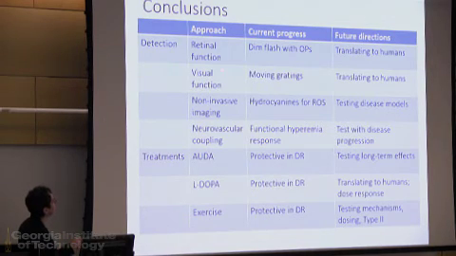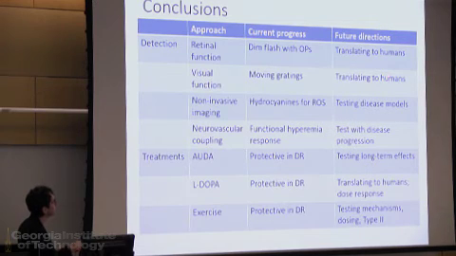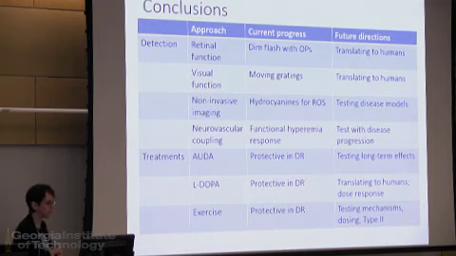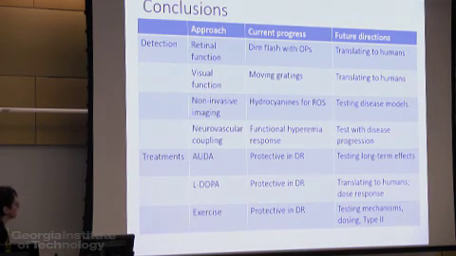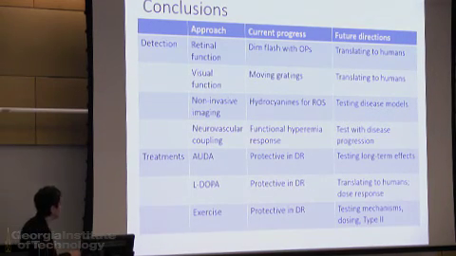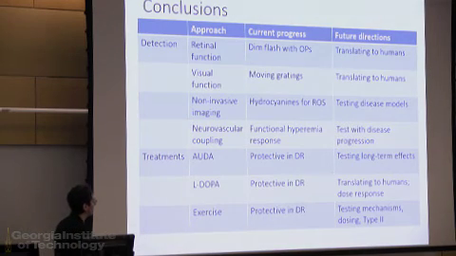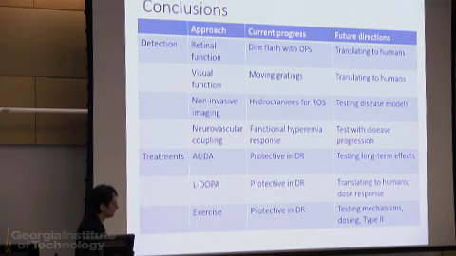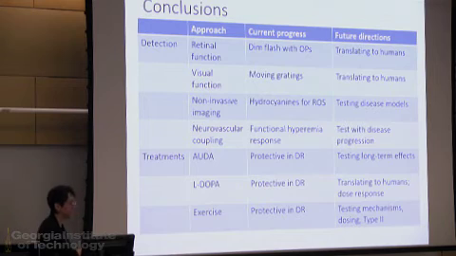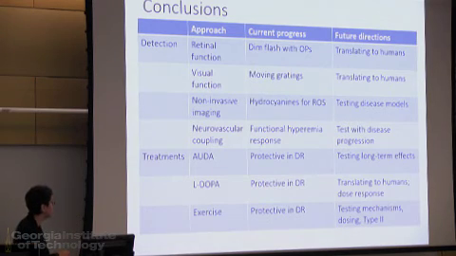In these aspects of looking at function, we're translating these to humans. In our hydrocyanides, we're testing disease models like diabetic retinopathy. And in our neurovascular coupling, we'd like to test this more with disease progression and see how things change in neurovascular coupling. And I've told you about 3 treatments. AUDA, which was for neurovascular coupling, we need to test the long-term effects of that.